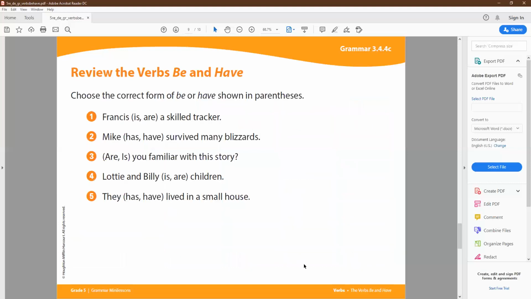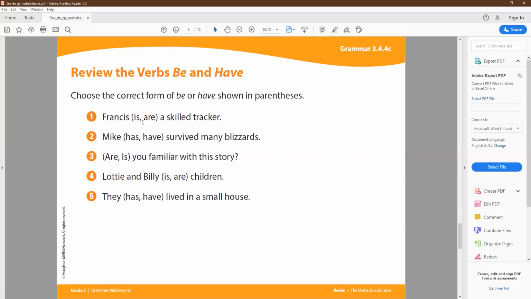All right, so this is review, so we're just going to do a few examples, making sure our subject matches our verb, okay? So if it's a singular subject, it needs to be a singular verb. If it's a plural subject, it needs to be a plural verb. Okay, so let's look at this first one here. It says, choose the correct form of be or have shown in parentheses.